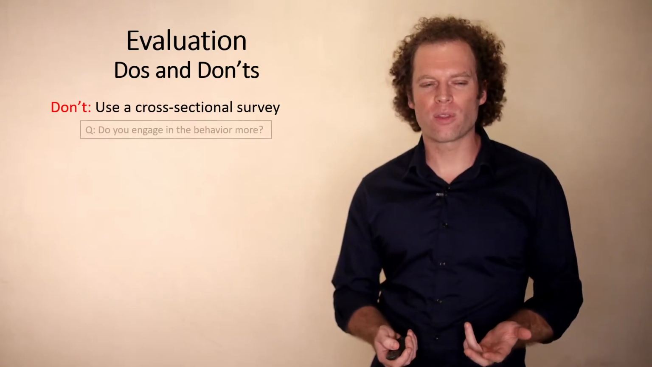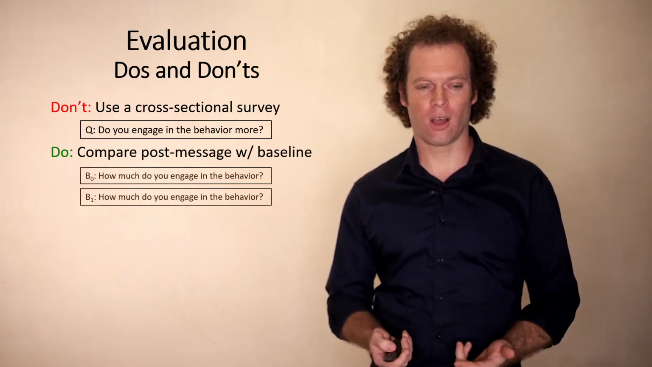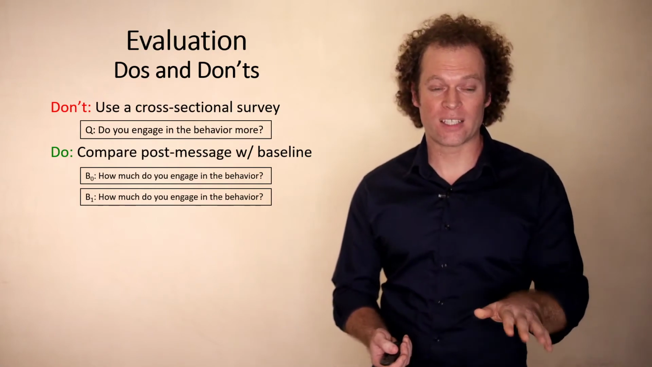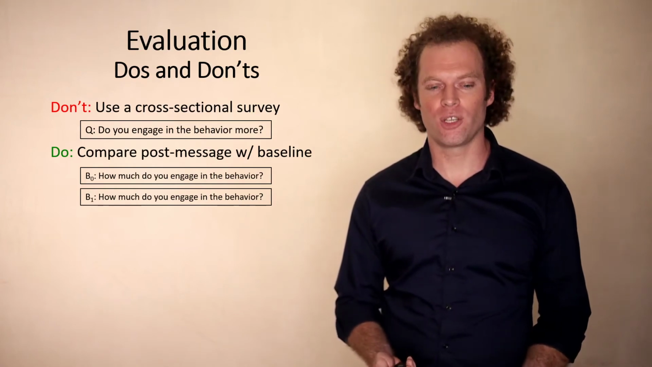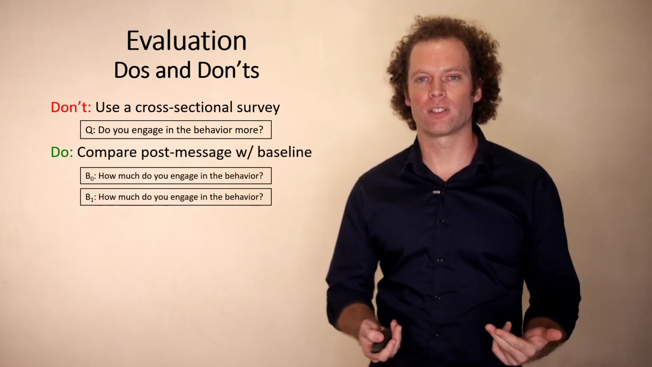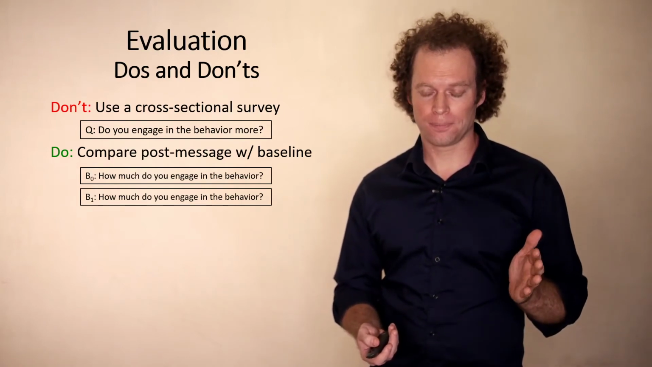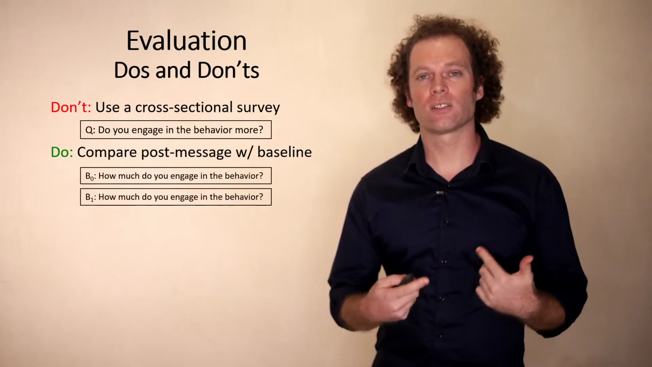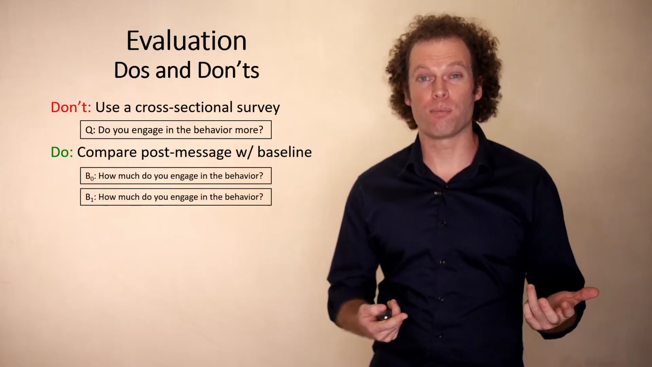Well, they don't really know that unless they ask the same questions previous to the campaign being launched. So basically at time 0, before the campaign, they would ask, how much do you engage in the behavior? And then after the campaign, they would ask again, how much do you engage in the behavior? And then some comparisons could be made, and it would be somewhat reasonable to conclude that the changes in behavior were due to the campaign, as long as you can control for other things that might have been happening at the same time, perhaps a competing campaign.